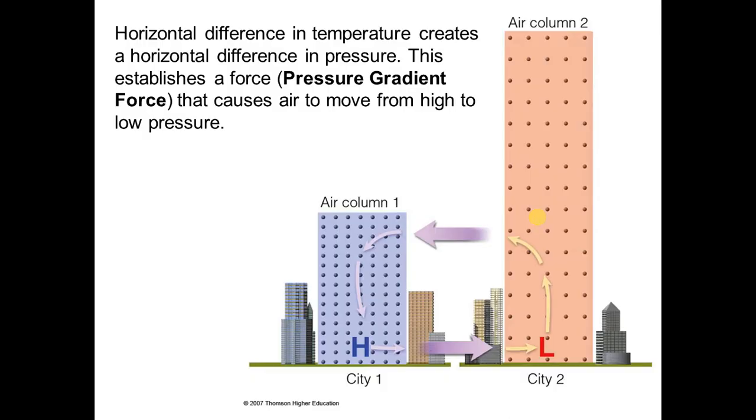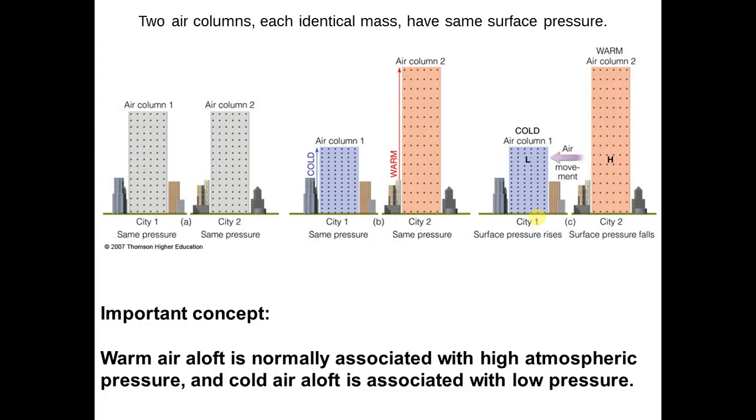Okay. The horizontal difference in temperature creates a horizontal difference in pressure. This establishes a force called the pressure gradient force, which causes air to move from high to low pressure. And it's very interesting because remember how you had high pressure aloft for the warm air column and low pressure aloft for the cold air column?